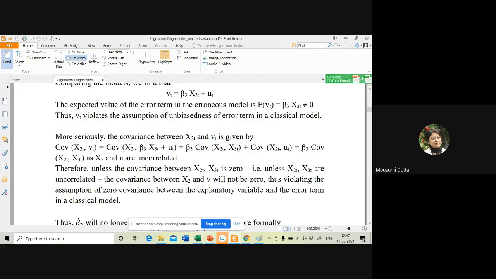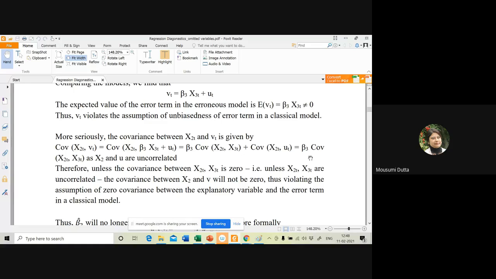So this can be simplified as beta 3 covariance x2t x3t, as, by assumption, x2t and ut are not related. One of the most important assumptions of the two variable model or its extension is that there should not be any correlation between the explanatory variables and the error term. So when we are explicitly writing the formula, we are finding this part is equal to 0. So covariance x2t Vt is equal to beta 3 covariance between x2t and x3t.